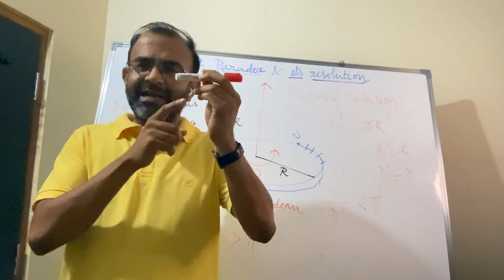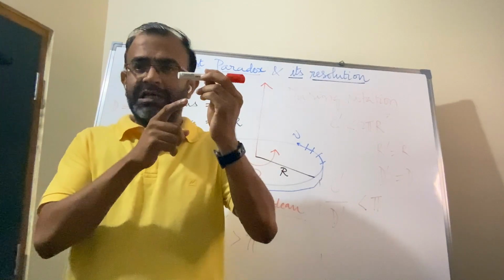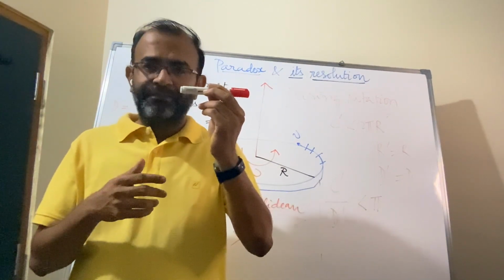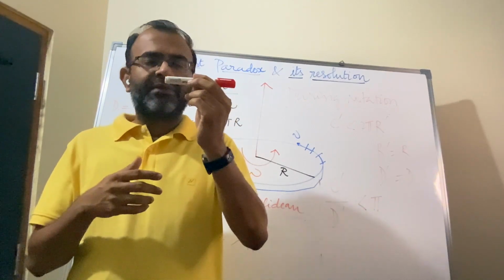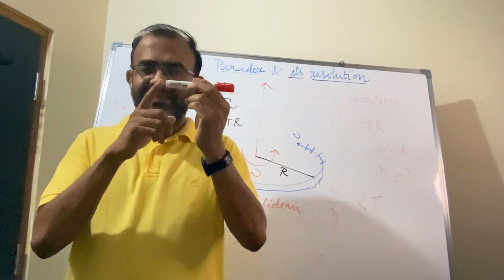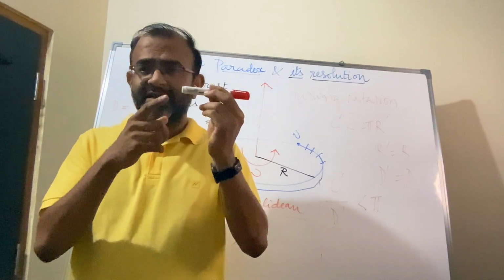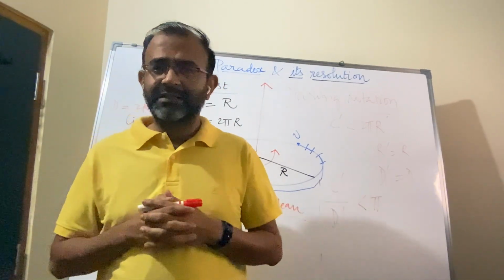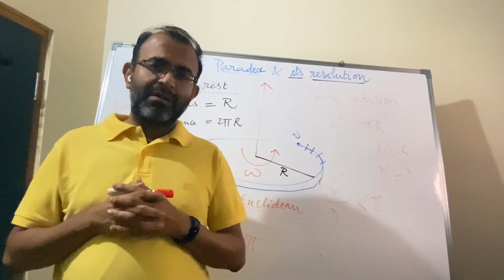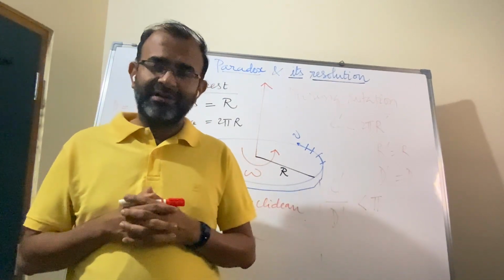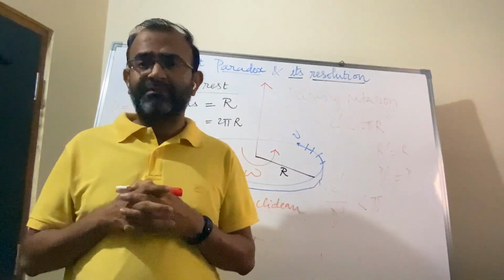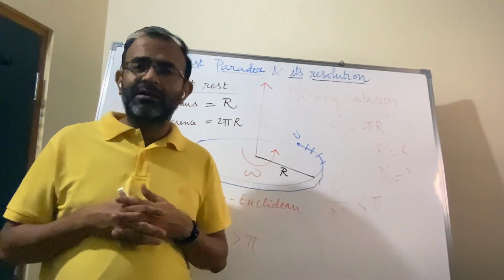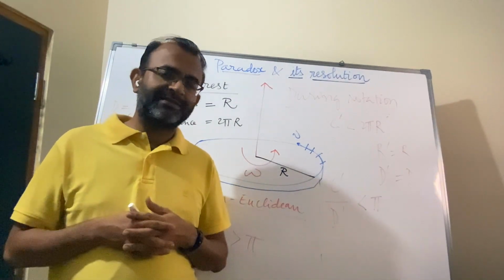This would violate the second postulate of special theory of relativity, that nothing can travel faster than the speed of light in vacuum. The information that this rod has moved has traveled faster than the speed of light in this case, and therefore that would violate the fundamental postulate of special theory of relativity, and therefore perfectly rigid bodies are not possible according to special theory of relativity.